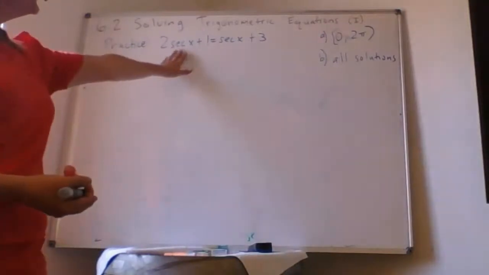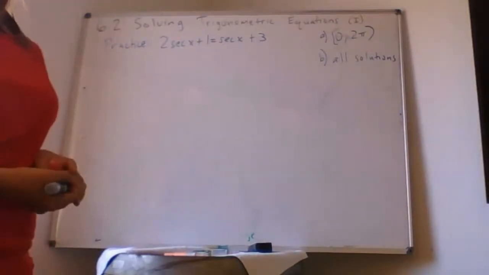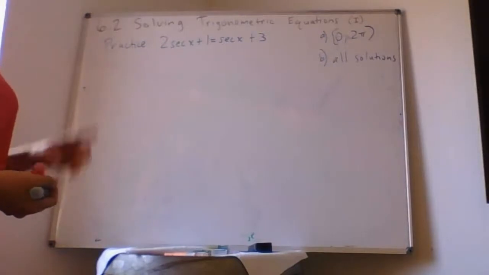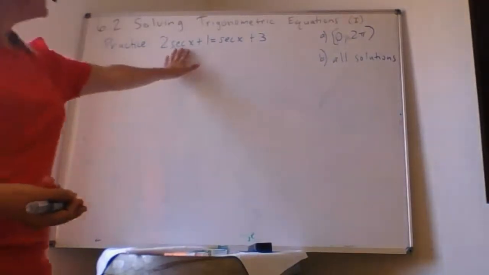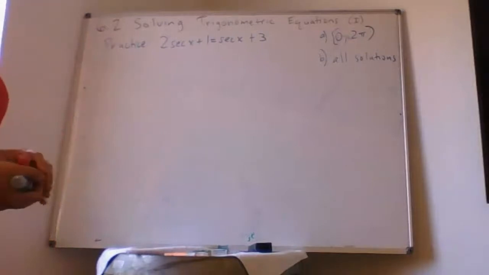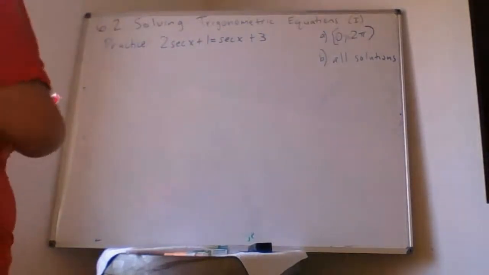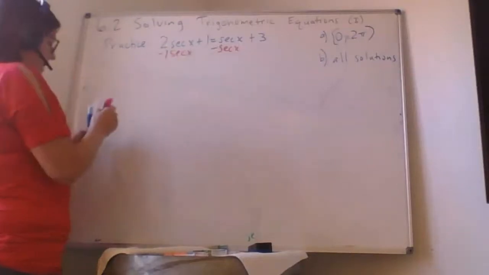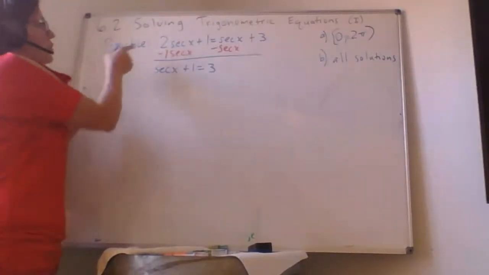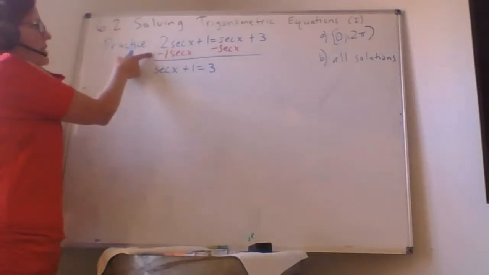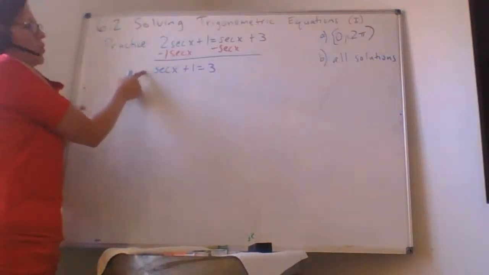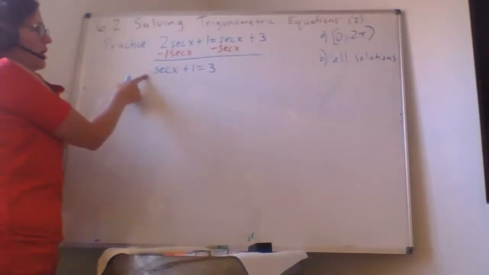Notice here we have secant x in two different places, but both secant x's are raised to the first power, so we don't have a secant squared in either case. So this is still linear. Now we need to first isolate the secant x. So I will subtract secant x from both sides to start. So 2 secant x minus 1 secant x is just secant x. So we get secant x plus 1 equals 3.